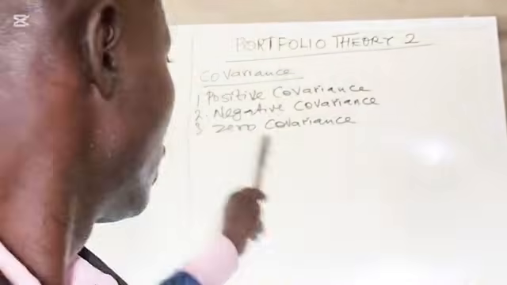Number 3, we have zero covariance. Zero covariance means investments do not have any relationship. There is no relationship at all between the investments. The movement of one investment does not affect the other.